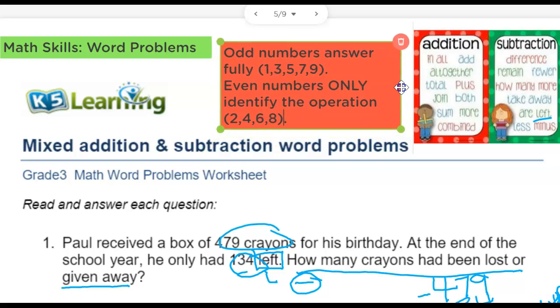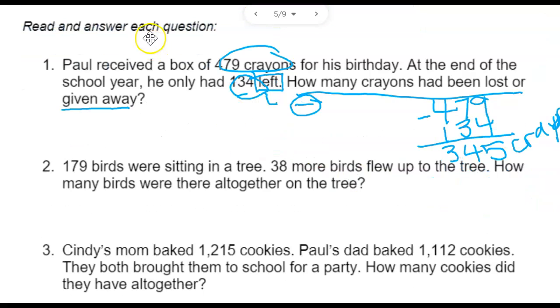So for number 2, we are just going to identify if it is addition or subtracting using cubes. So I'll circle my important numbers and read through the question. 179 birds were sitting in a tree. 38 more, that's a keyword, birds flew up to the tree. How many birds were, I see another keyword, all together on the tree?